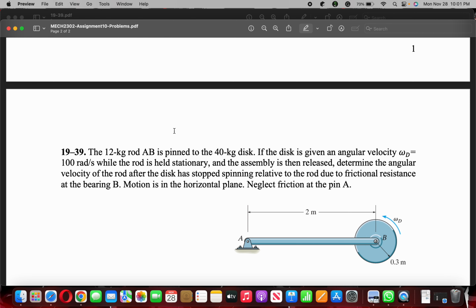So question 1939, it says the 12 kilogram rod AB is pinned to the 40 kg disc. If the disc is given the angular velocity 100 radian per second, while the rod is held stationary and the assembly is then released, determine the angular velocity of the rod after the disc has stopped spinning relative to the rod due to frictional resistance at the bearing B. Motion is in the horizontal plane. Neglect friction at pin A.